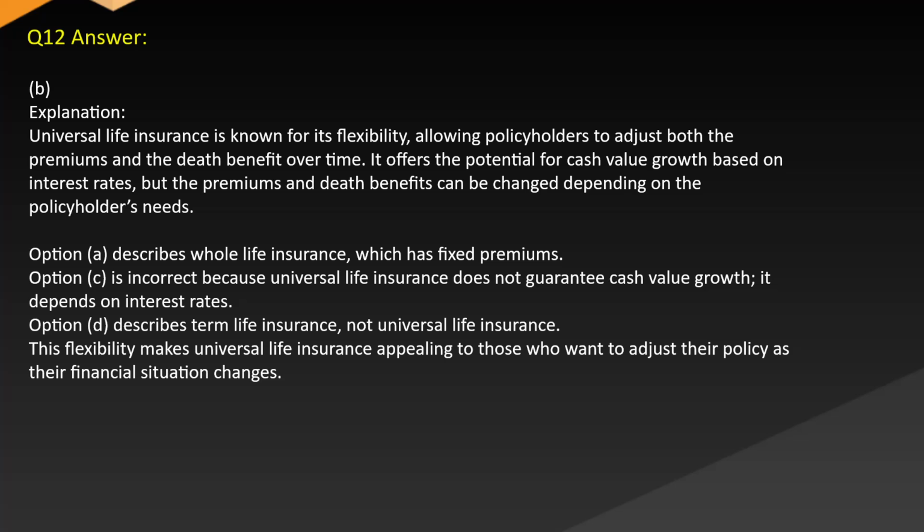Option A describes whole life insurance, which has fixed premiums. Option C is incorrect because universal life insurance does not guarantee cash value growth. It depends on interest rates. Option D describes term life insurance, not universal life insurance. This flexibility makes universal life insurance appealing to those who want to adjust their policy as their financial situation changes.